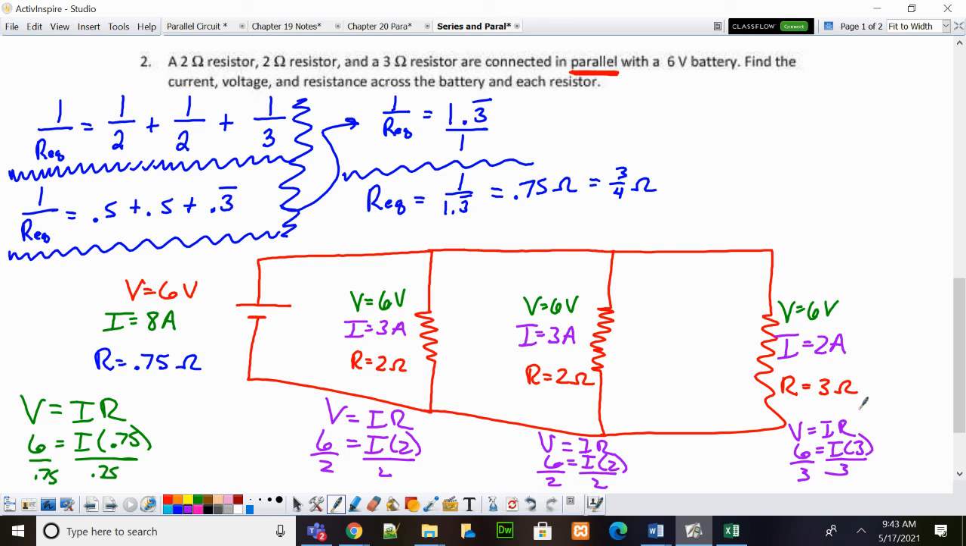And then to check our work, we can use Kirchhoff's current law, which says the current of the battery, 8 amps, is equal to the sum of the currents at each of the components. So 3 amps plus 3 amps plus 2 amps. 3 plus 3 is 6, plus 2 is 8. So I get 8 equals 8, and we can be quite confident that we solved this parallel circuit correctly.